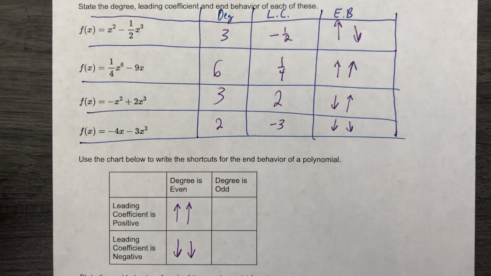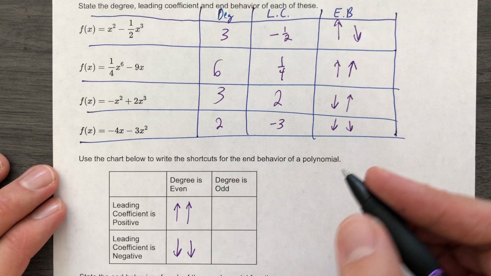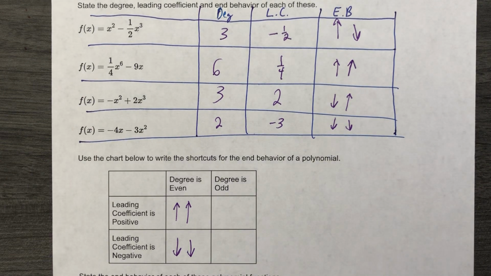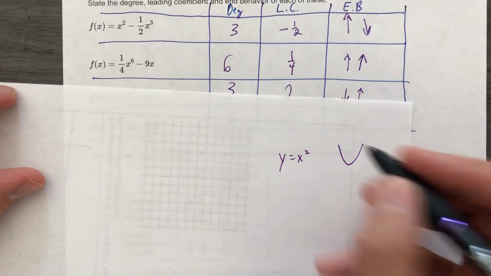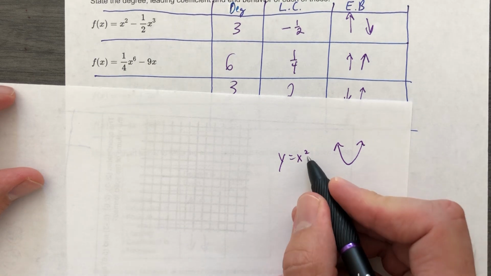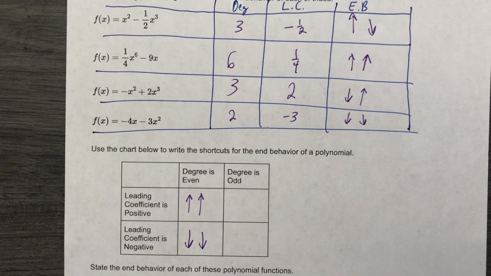Just know it. Like, if I have an even degree, like y equals x squared, here goes, scrap paper. Y equals x squared. If I do y equals x squared, I know the graph looks like this. That's up, up. That's an even degree, positive leading coefficient. You can just go back to the most basic ones when you're trying to remember these.